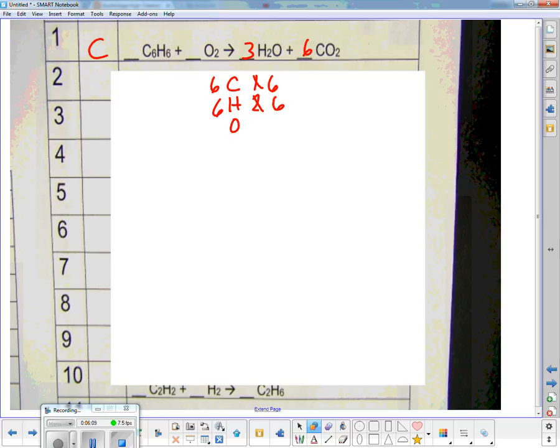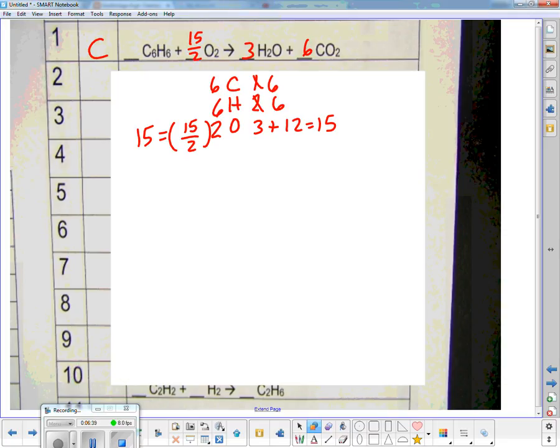For the oxygens, I have 2 on the left. I have 3 plus 6 times 2, which is 12, giving me a total of 15 oxygens. How can I get 15 when I can only get even numbers on the left side? Well, I've got to use a little trick. I put 15 halves there just for a minute, and that will give me 15, right? But I can't leave a fraction there.